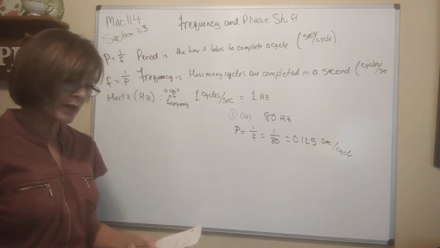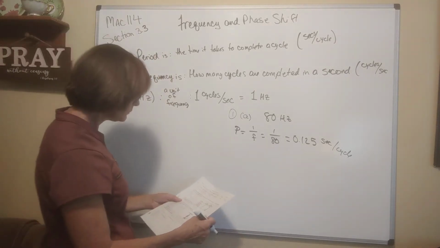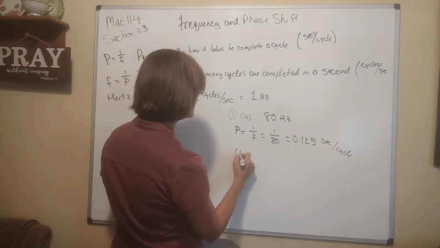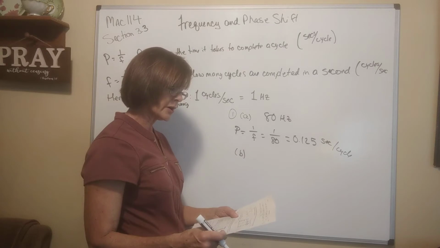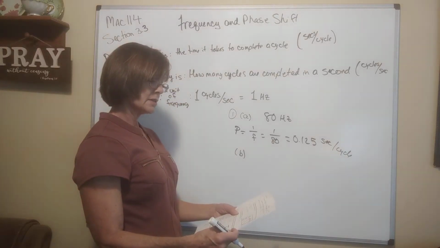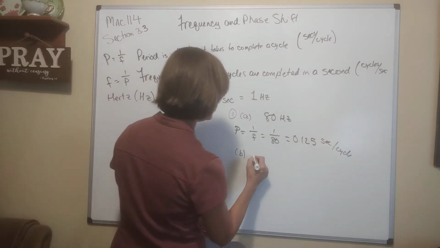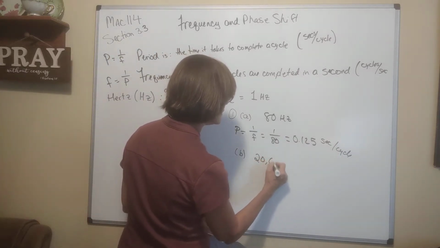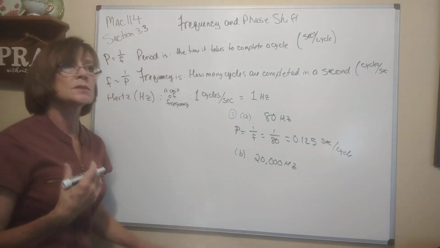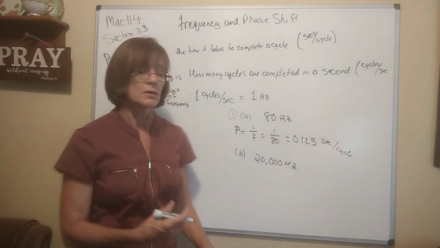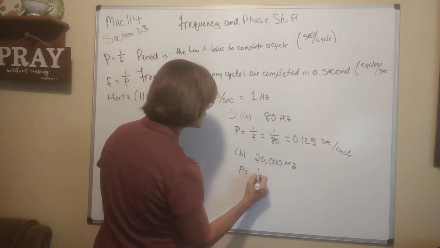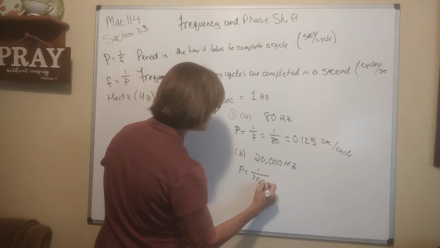So for B, we're going to do the same thing. It says the highest frequency of human hearing. We go to our chart and see where that falls, and the highest frequency for human hearing is 20,000 hertz. So what is its period? How long does it take to complete a cycle? That would be 1 over that. The period is 1 over the frequency, or 1 over 20,000.